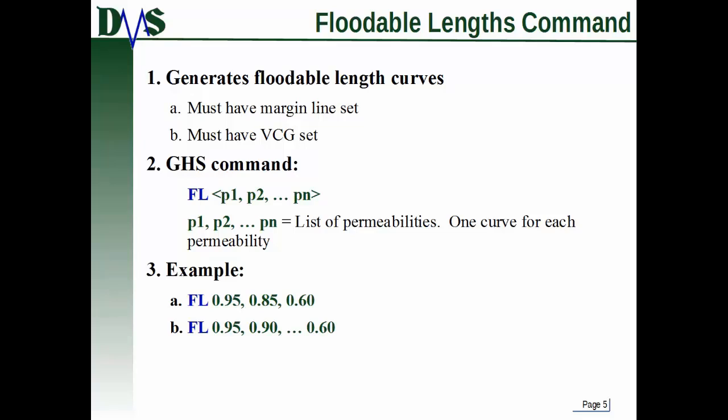And these are decimal values, so a value of 1 is 100% permeable, meaning that 100% of the space can be filled with water, whereas a value of 0.5 would only be 50% permeable, so only 50% of a compartment could be filled with water.